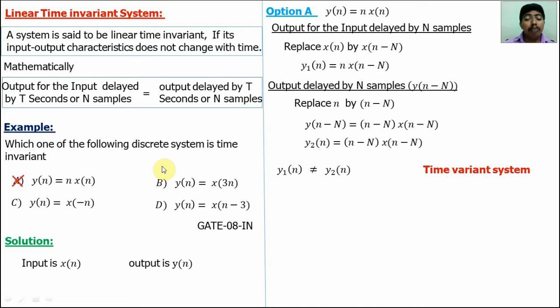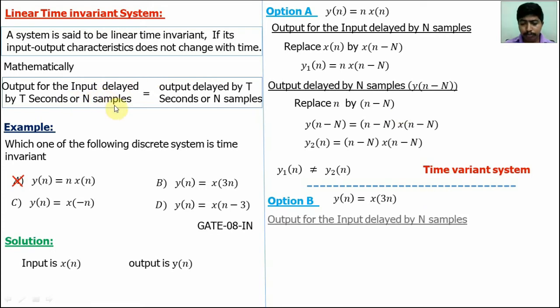Next we will check option B. Option B is y of n is equal to x of 3n. Similar concepts. First find the output for the input delayed by n samples. Input is x of 3n here. Input delayed by n samples means x of 3n minus n. So y1 of n is equal to x of 3n minus n. This is the input delayed by n samples.